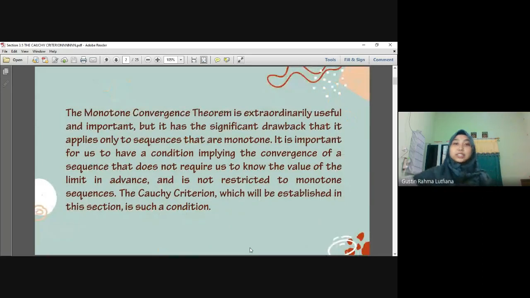The monotone convergence theorem is extraordinarily useful and important, but it has the significant drawback that it applies only to sequences that are monotone. It is important for us to have a condition implying the convergence of a sequence that does not require us to know the value of the limit in advance and is not restricted to monotone sequences. The Cauchy criterion, which will be established in this section, is such a condition.